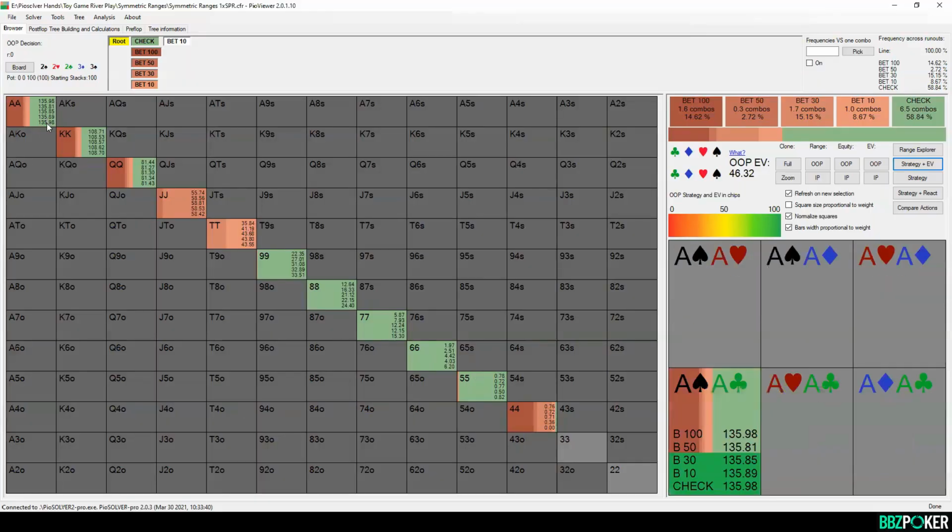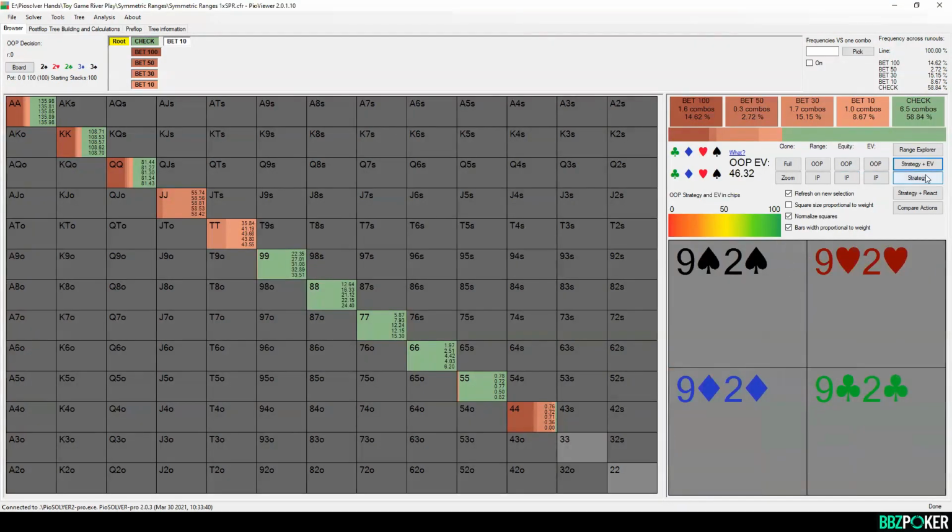Pocket aces is 136. So just so you can understand the spectrum, some people may ask, why is pocket aces worth more than the pot? Because when it gets called, it wins. So it wins more than the pot. Okay, so we have that very important starting point.